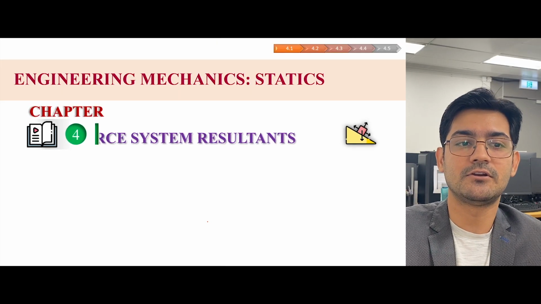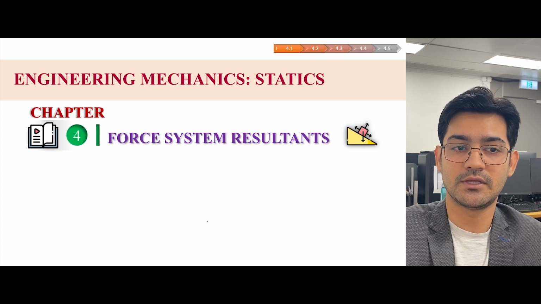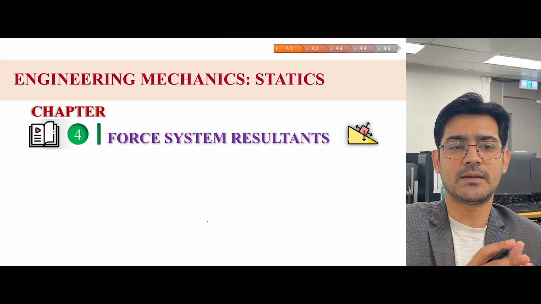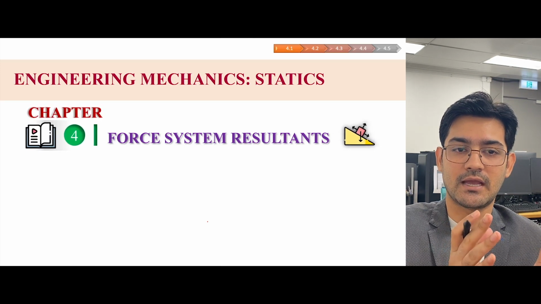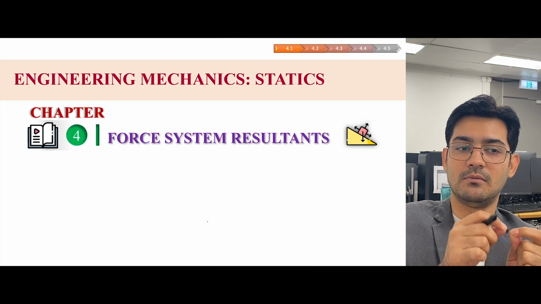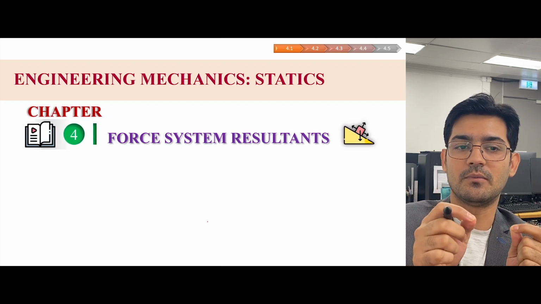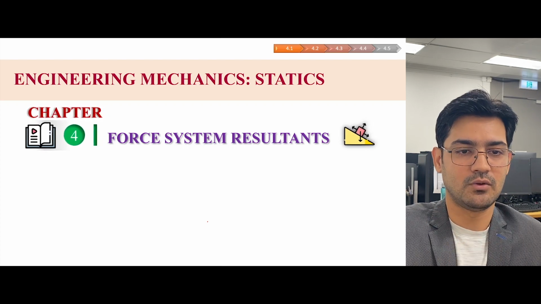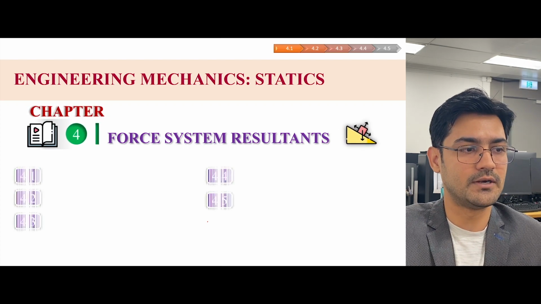Now in this chapter we will study something unique. It is called torque or moment. Now in previous chapters we were studying forces acting on a particle. Now imagine if a force is not acting on a particle but at some distance from a particle. Now this would result in a tendency of rotation, which is called moment.